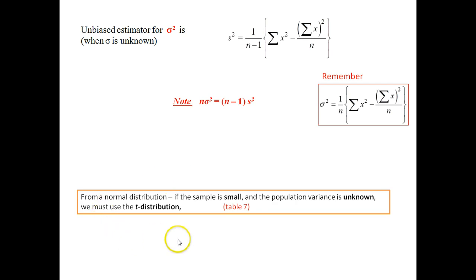If we've got a normal distribution and the sample is small and the population variance is unknown, we have to estimate the population variance. We must use the t distribution tables, table 7. We'll come across a few examples of those later on.